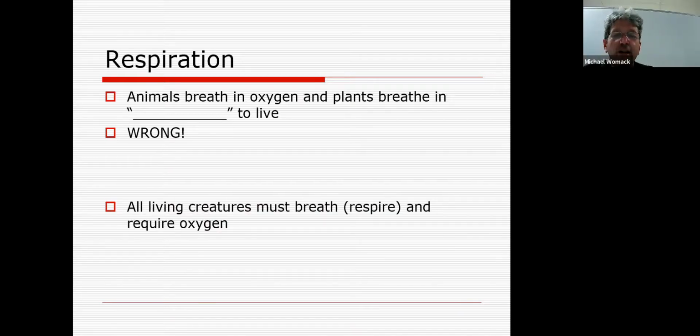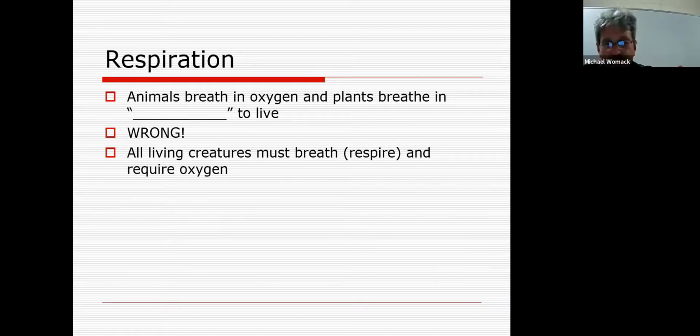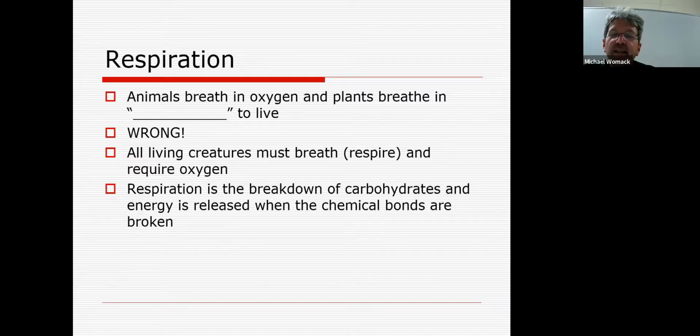So all living creatures, plants, animals, it doesn't matter. They respire, they require oxygen. And respiration is the breakdown of that carbohydrate molecule. It's breaking down the C6H12O6, and as it breaks it down, those chemical bonds are released. And that's where the energy comes from, is breaking the chemical bonds in a sugar molecule. Breaking the bonds gives you the energy for respiration.